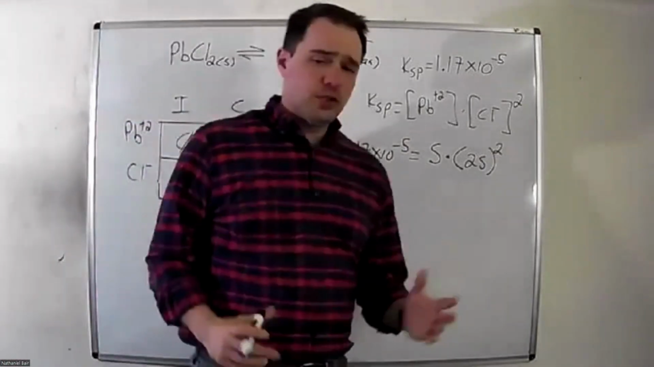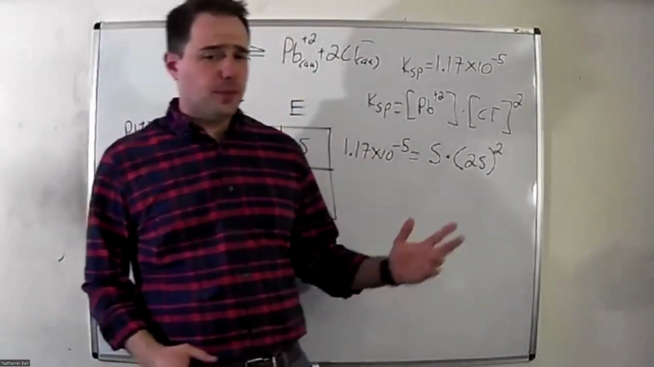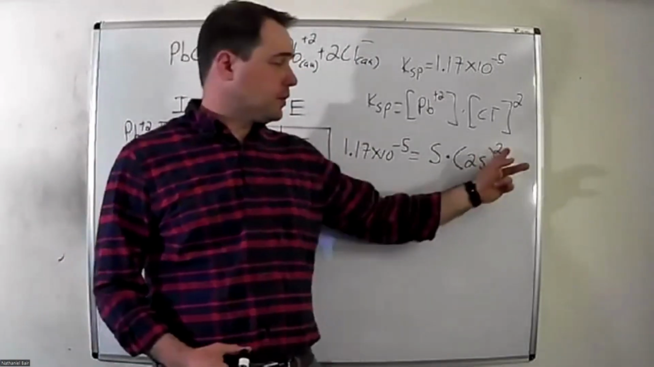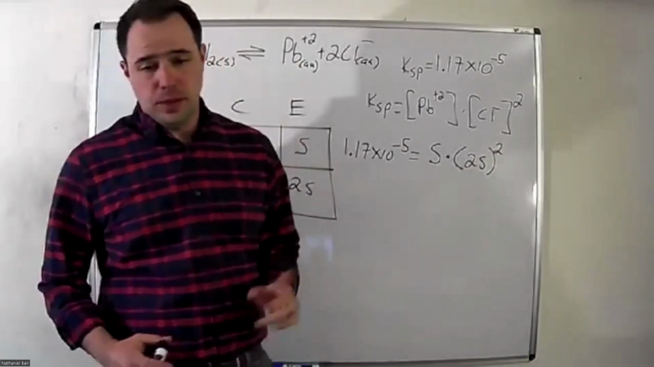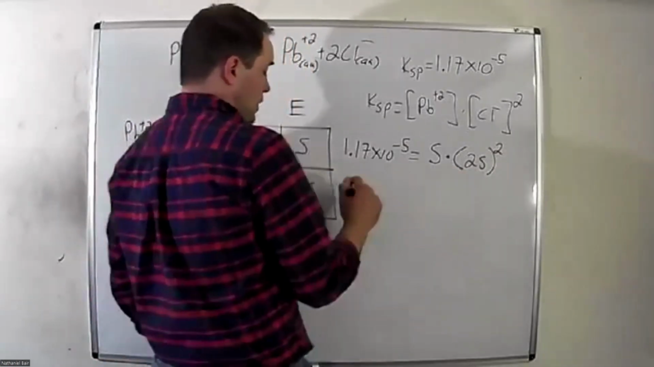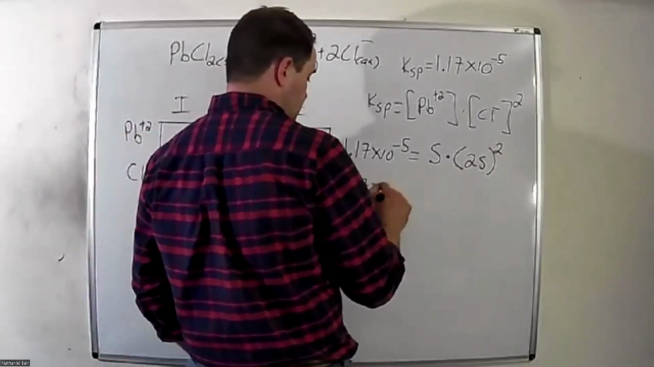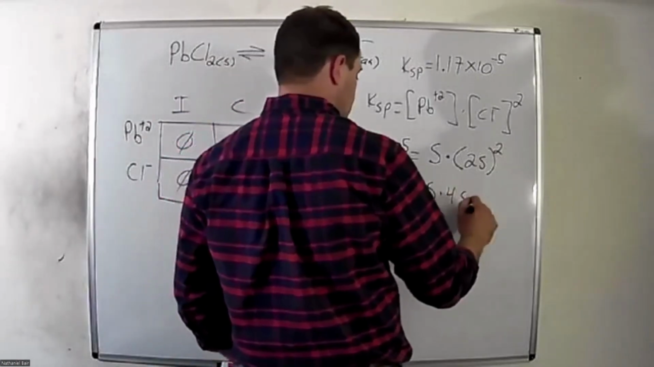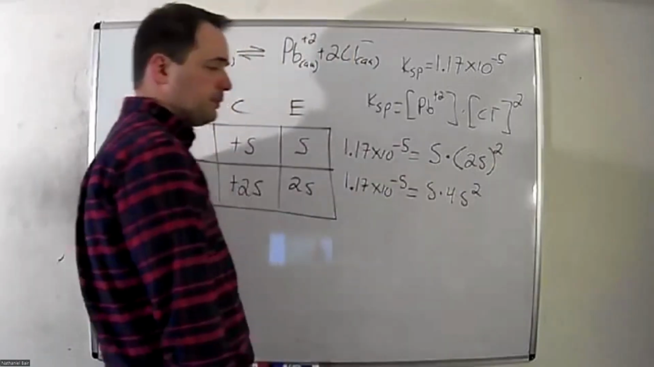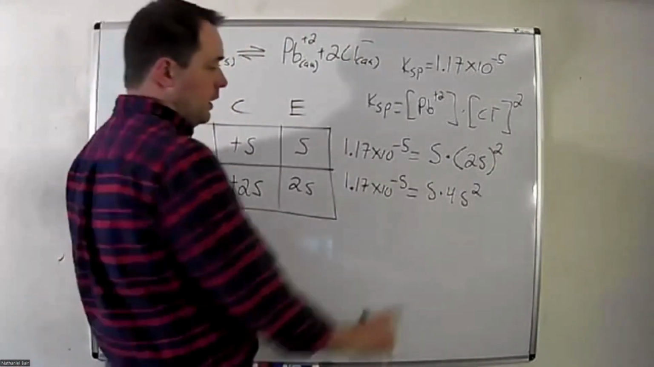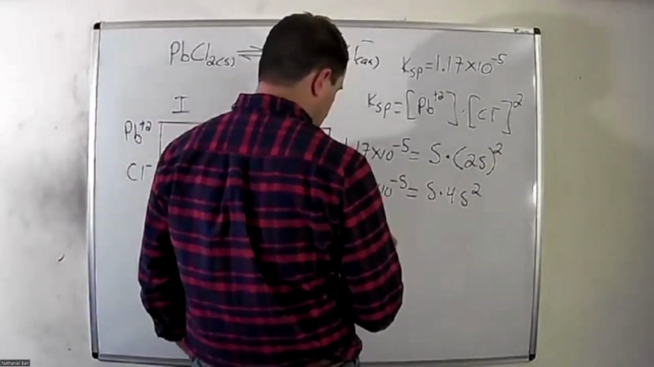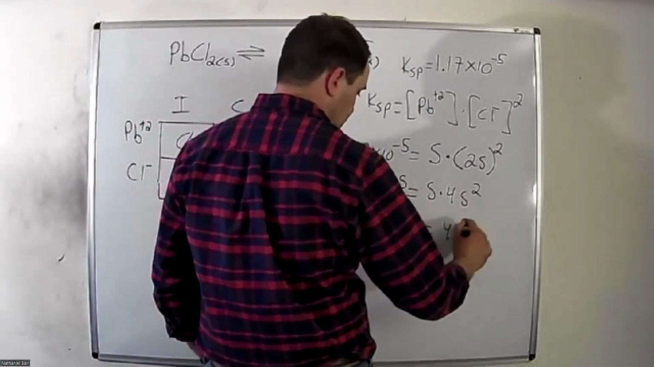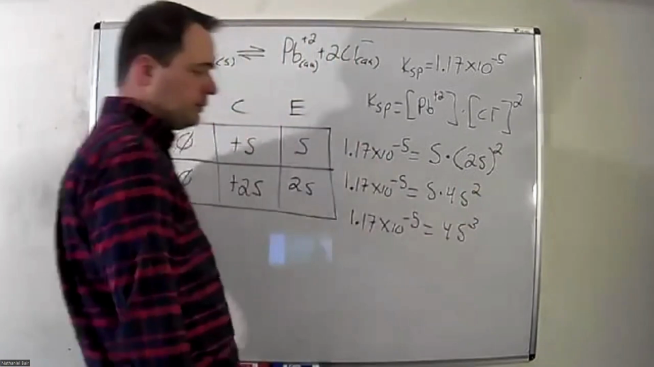All right. First thing, very important you put these parentheses here. Because if you don't put those parentheses there, you're going to forget to square the 2. So this becomes 1.17 times 10 to the negative fifth. That equals s times 4s squared. And then I multiply by s, that becomes 1.17 times 10 to the negative fifth equals 4s cubed.